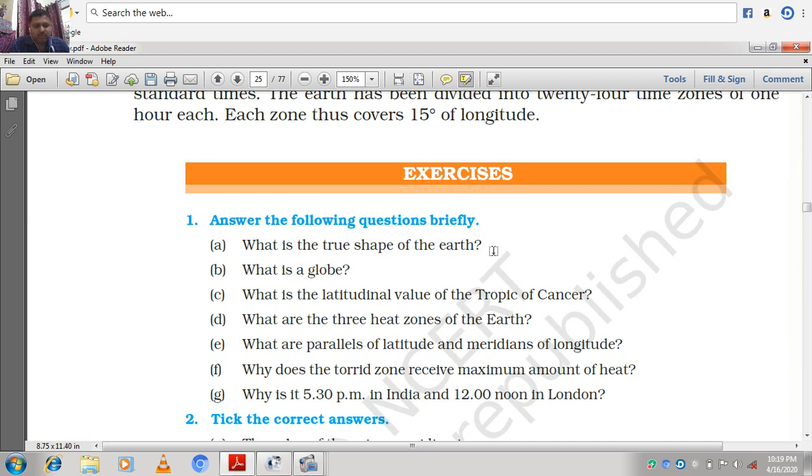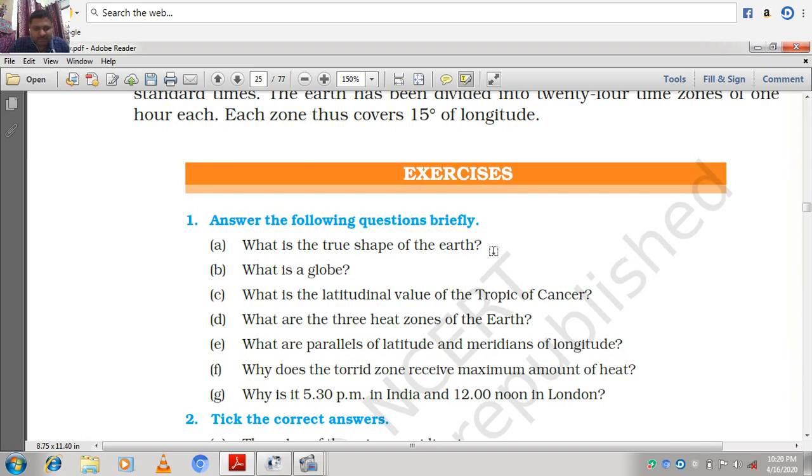What is a globe? This is a big question. Globe is a model of the earth. So your answer will be in a single line: Globe is a model of the earth. Anywhere it is written, the globe is the three-dimensional representation of the earth.